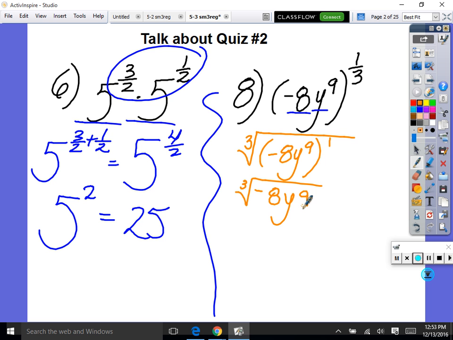What's the cube root of negative 8? Negative 2. How many groups of 3 is there in 9? 3, right? 9 divided by 3. So we get negative 2y cubed. Do you see how easy that one was?